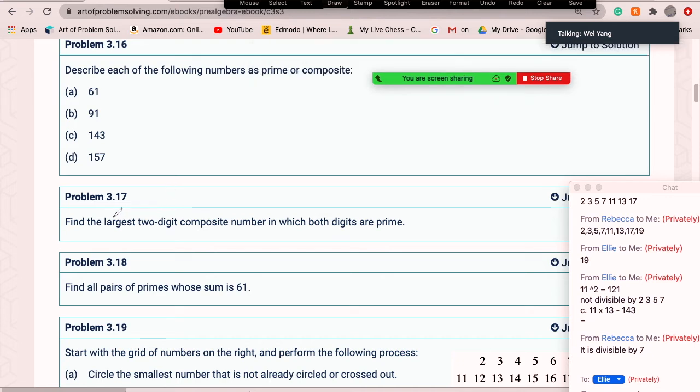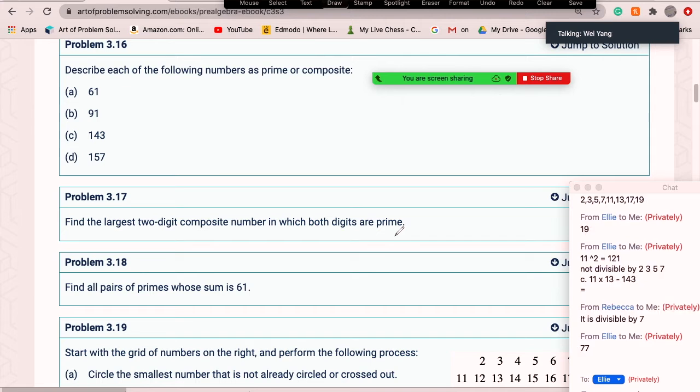Now let's do 3.17 first. Everybody send me your answer. Find the largest 2-digit composite number in which both digits are prime. Okay, Ali's answer is correct. Who else?